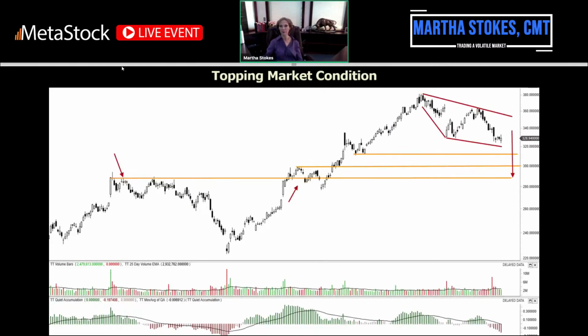So this is a topping market condition in an individual stock. It has a lower high and a lower low. This is a topping condition. It can find support here, here, or here. This is where it will probably start, because this is where the fundamentals were before it went speculative. Okay?